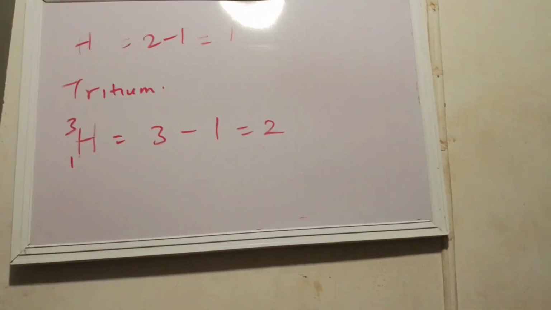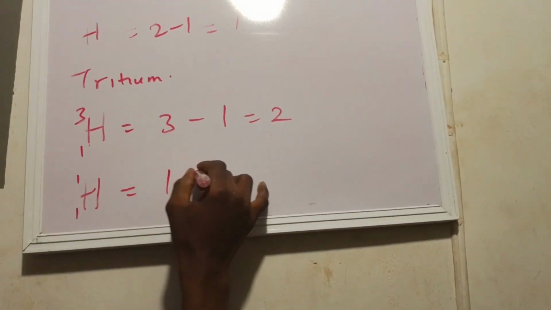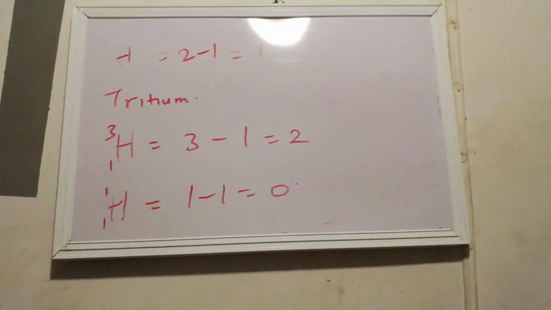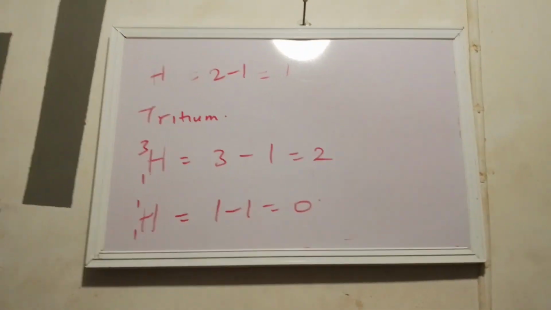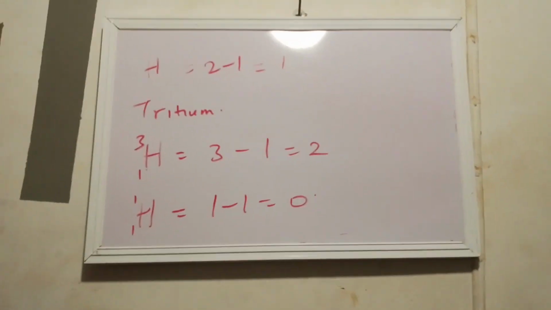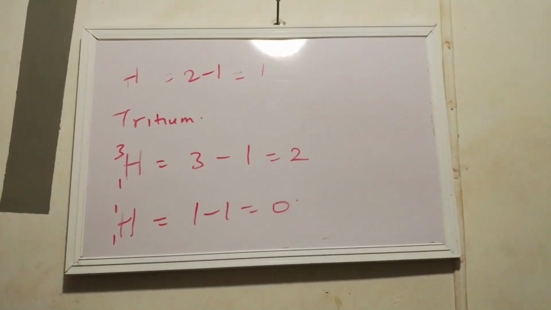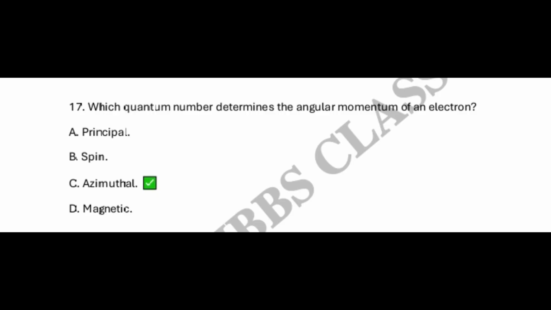All right, so the next question says, which quantum number determines the angular momentum of an electron? So when you refer back to your book again, you see the quantum numbers have their various functions, and the azimuthal quantum number is the one that represents the angular momentum of each electron.